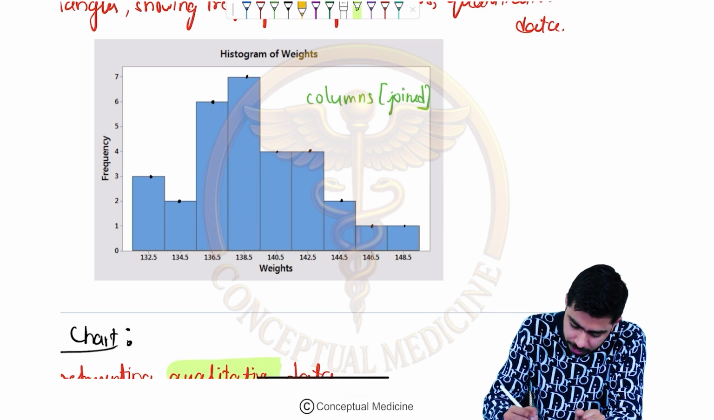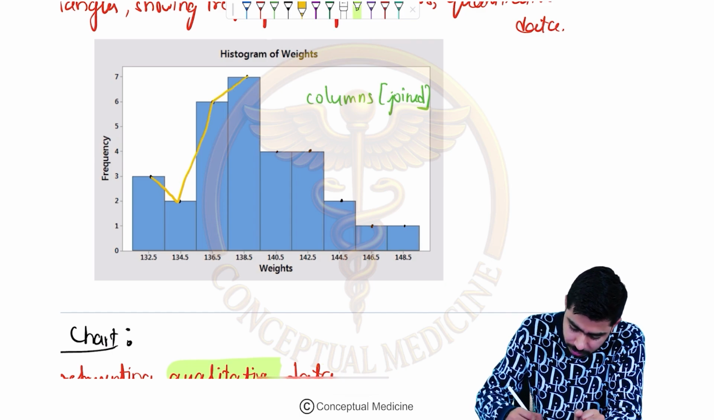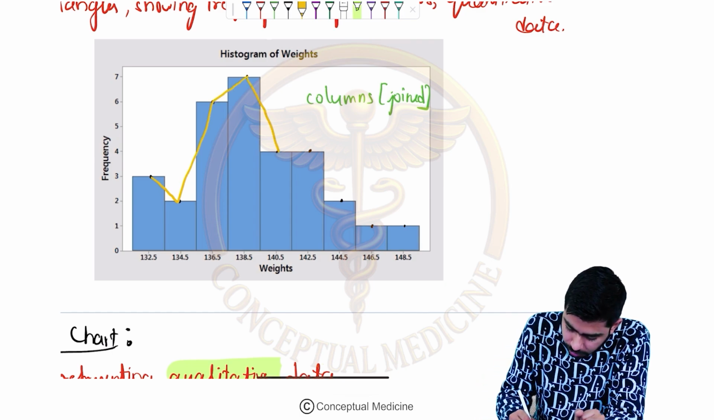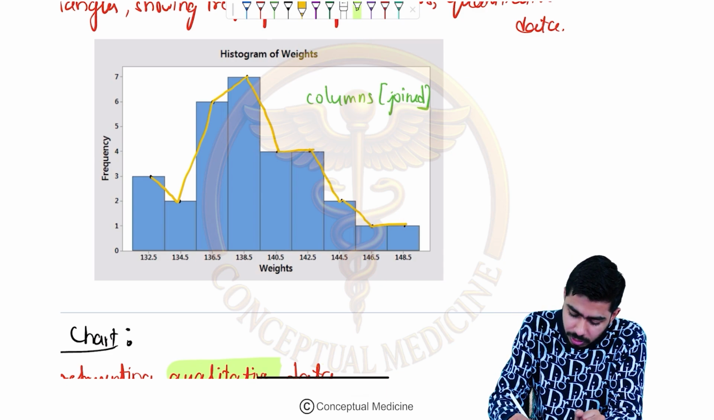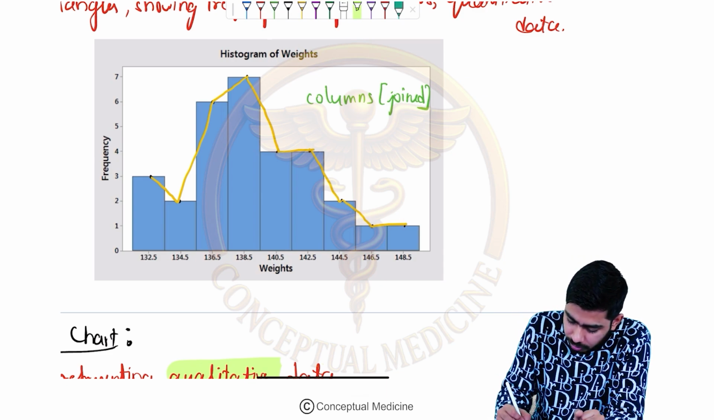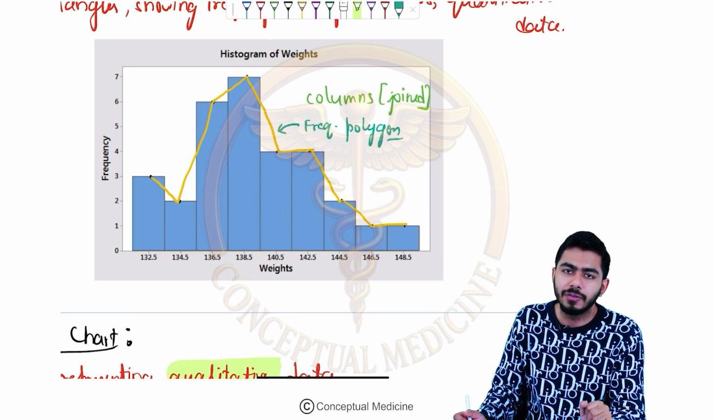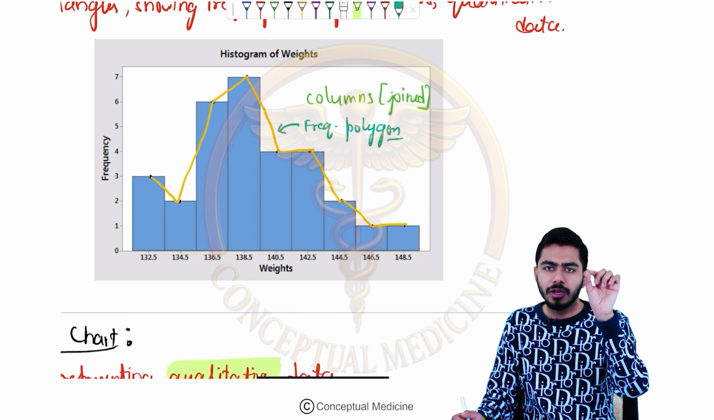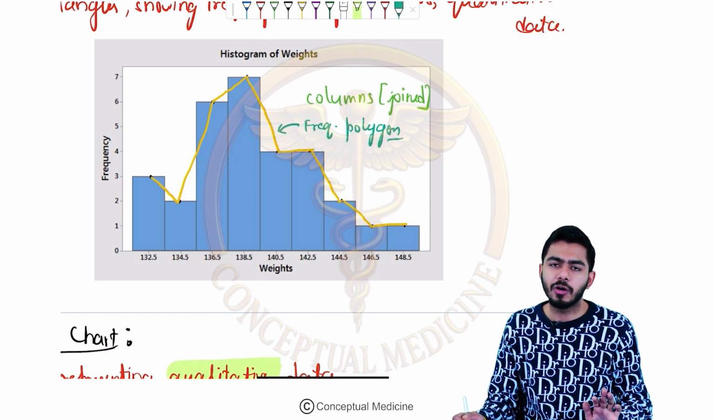I will get data something like this. This yellow color which I'm showing right now is the frequency polygon. Yes, guys, congratulations, you understood the frequency polygon. Very, very easy, isn't it? If I join the centers of the columns in the histogram, that will give you the frequency polygon.